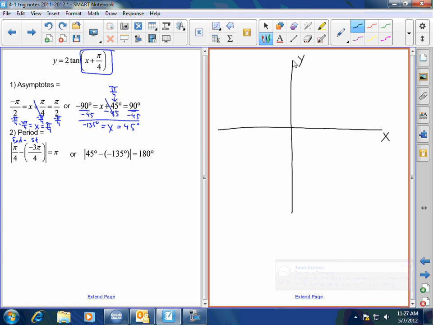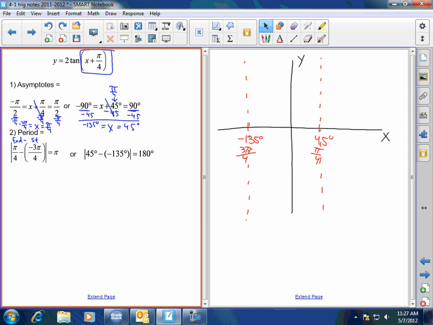Okay, first thing I'm going to do is graph my asymptotes. My asymptotes are between negative 135 and 45. So negative 135, and let's put here 45. These are my asymptotes. If I'm doing them by radians, this is negative 3 pi over 4, and this is pi over 4. We know my period, okay? And now we have to do my intervals.